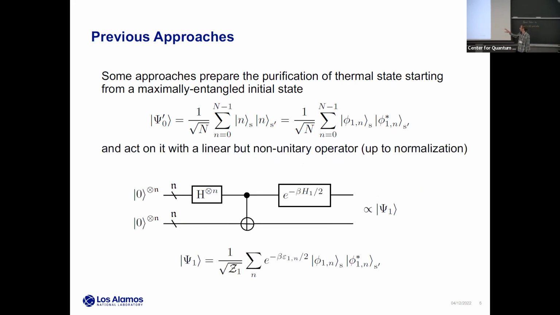Schematically, the algorithm to prepare the purification of the thermal state, which is given at the very bottom, works by acting on one of the two subsystems with this exponential operator, e to the minus beta H1 over 2. Of course, this operation is not unitary. And as Nathan covered really nicely in his talk, this can only be implemented by embedding it in a bigger unitary in a probabilistic way. But when that succeeds, you get the purification of the thermal state of the target Hamiltonian, by which I mean that when we trace out the second copy, we get the thermal state.